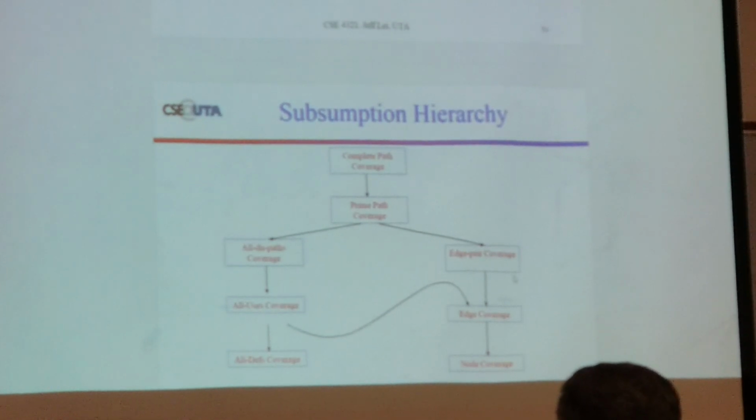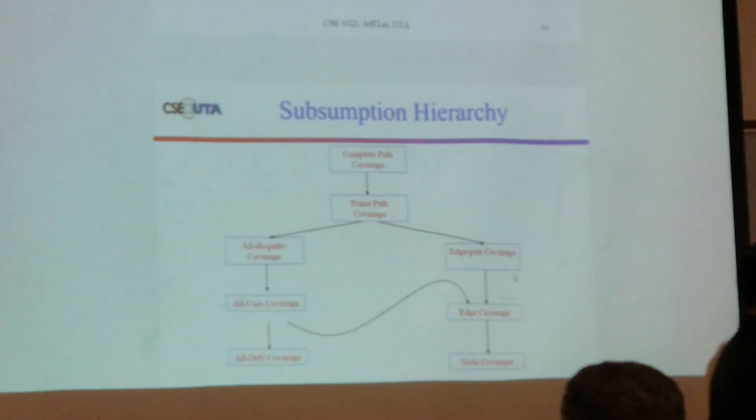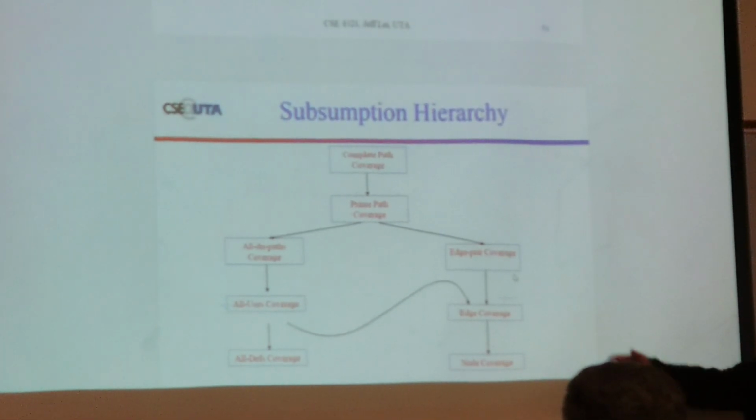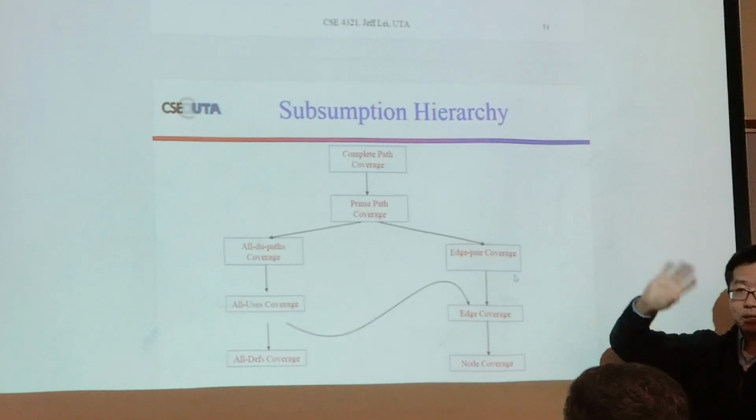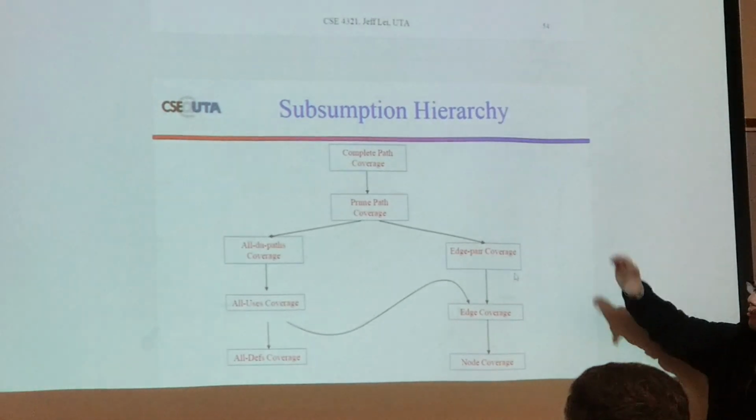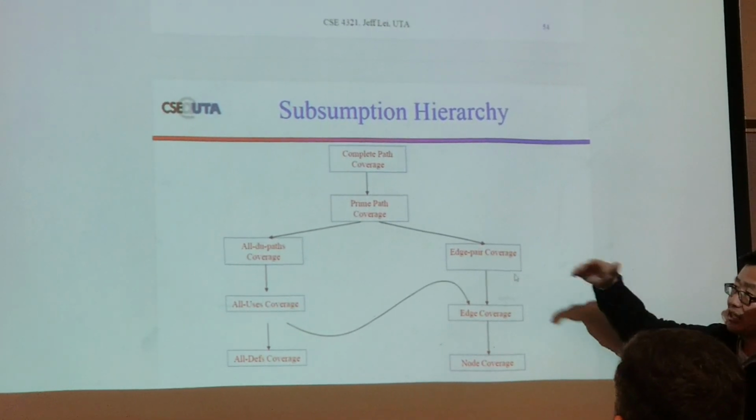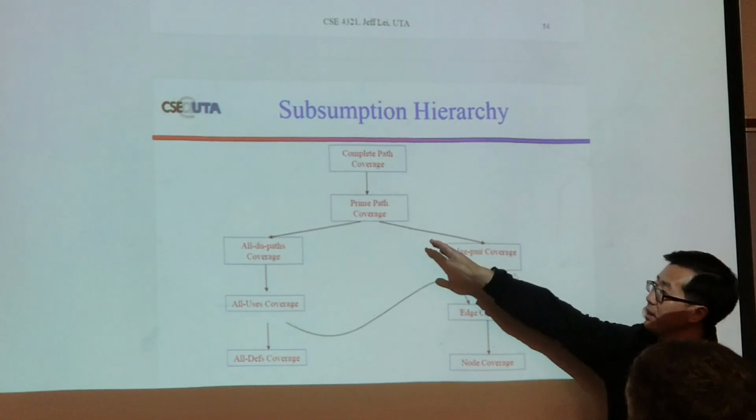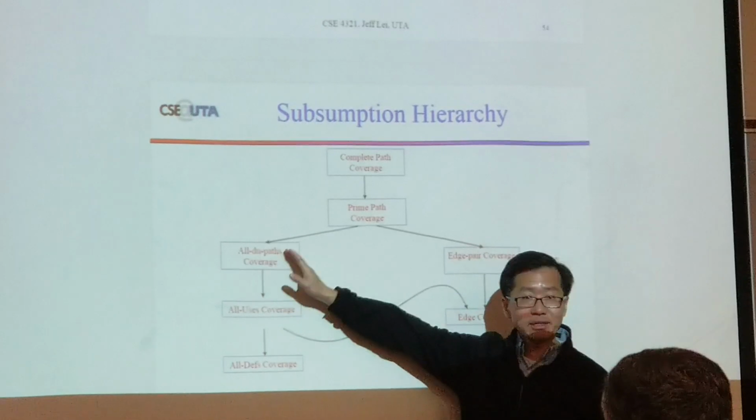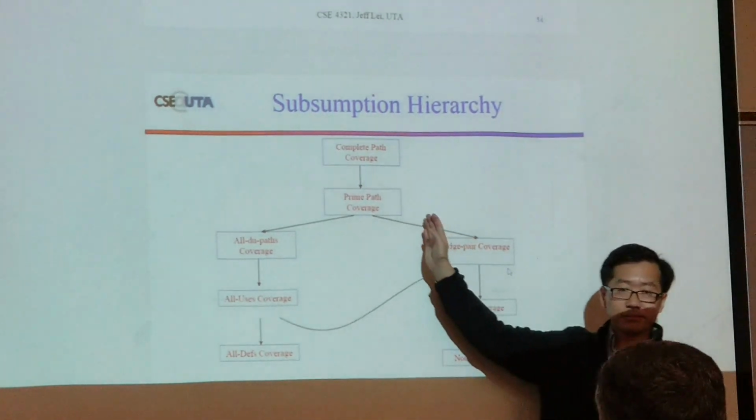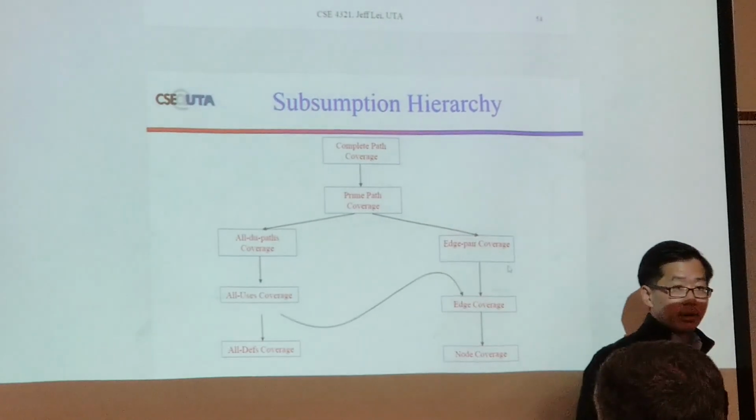So that's how this cross relation comes from. You may be surprised. You do not annotate the branches, the branching edges of the branching node. And also it's very interesting, prime path coverage is stronger than, I think it's easy to say this one. But prime path coverage is stronger than all du path coverage.